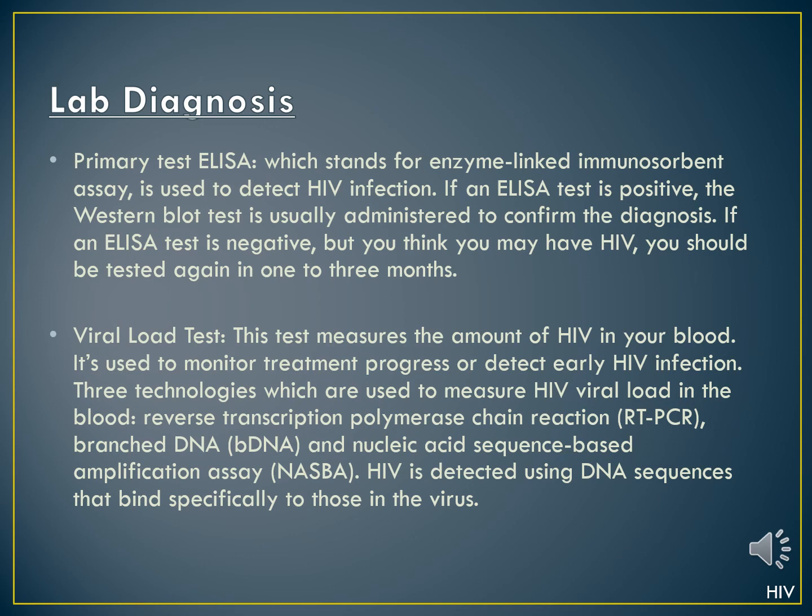The next one is the viral load test. This test measures the amount of HIV in your blood. It's used to monitor treatment progress or detect early HIV infection. Three technologies measure HIV viral load in the blood, which are reverse transcription polymerase chain reaction, RT-PCR, branched DNA, bDNA, and also nucleic acid sequence-based amplification assay, NASBA. HIV is detected using DNA sequences that bind specifically to those in the virus.